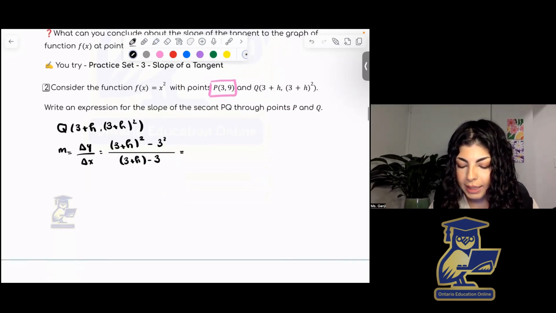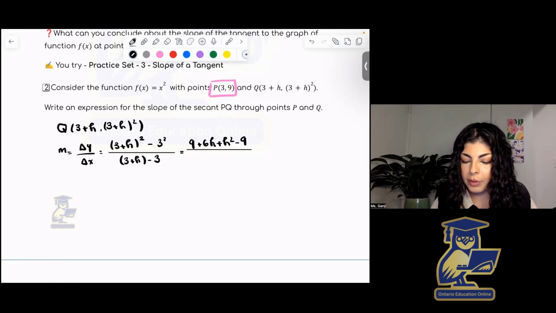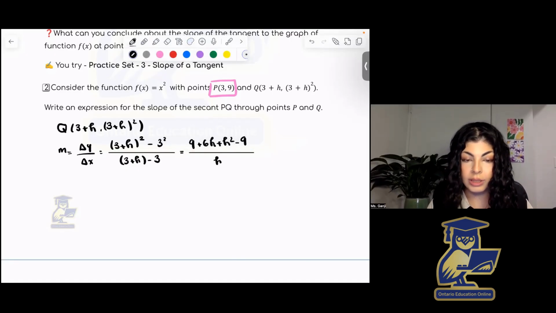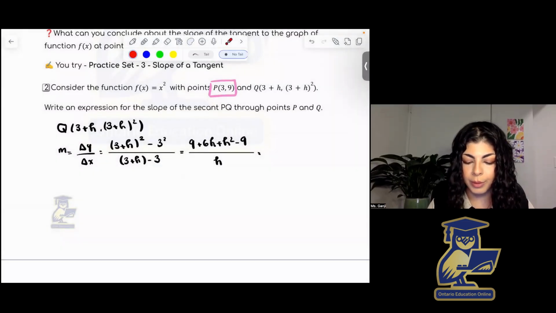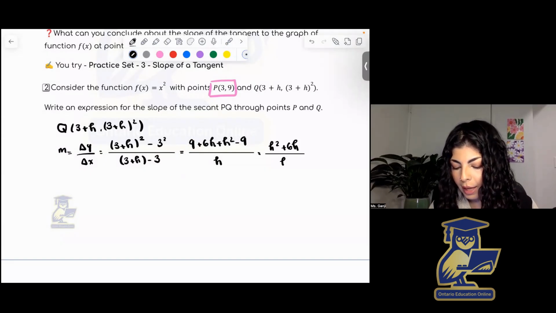So if you try expanding this now, in the numerator, we have 9 plus 6h plus h squared minus just 9. And then in the denominator here, I'm going to just simplify that. So we have just h, because the 3 minus 3 cancels out. And here in the numerator as well, that 9 and then minus 9 cancel out. So we're left just with h squared plus 6h over h.